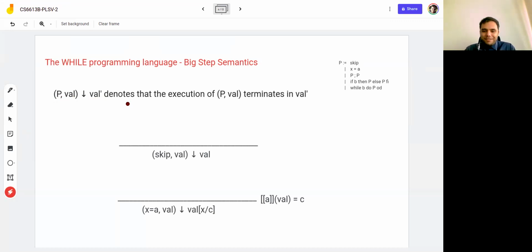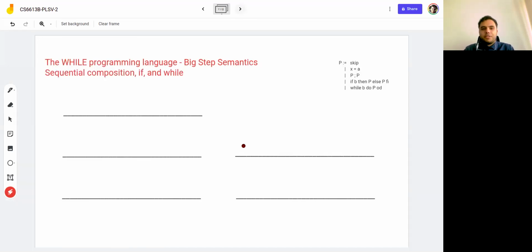So again, we have to write rules. The simplest cases are the cases of skip and assignment. In case of skip, there is really nothing special to write, because even in the small step, we just had that skip ends the program in one step. So you just change the direction of the arrow, that's all. And the same goes for an assignment. But let's see what we can do for sequential composition, while, and if.